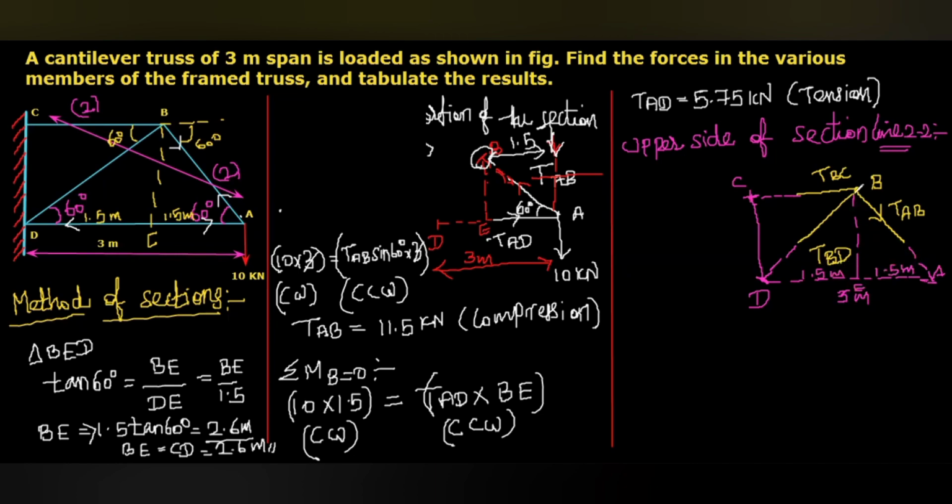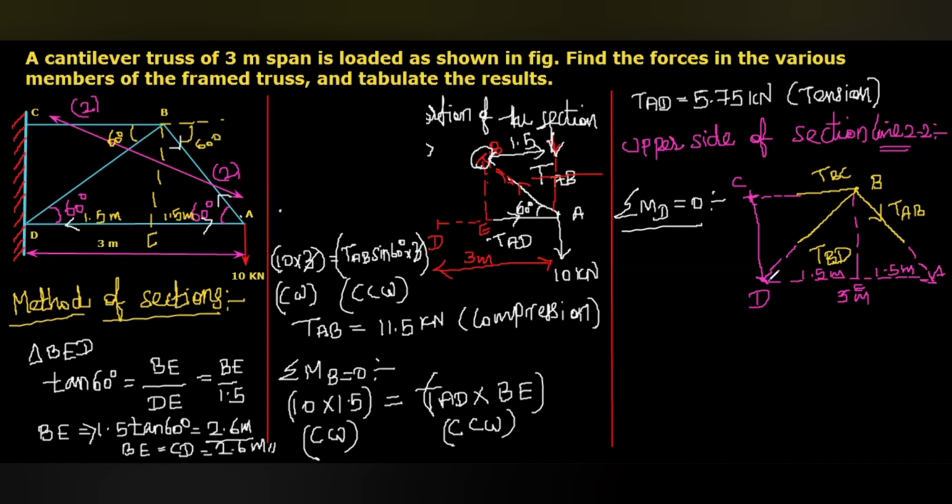Guys, whichever is shown in the color yellow, that is only the considered portion or considered forces. Other things are only for our reference to take the moments. First, I am going to take the moment about D and that equals 0. When I take moment about D, you can see there are three forces.